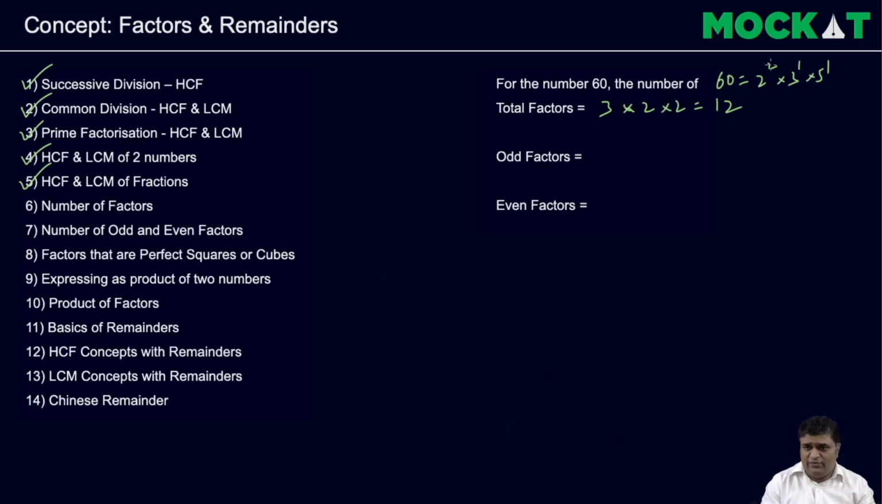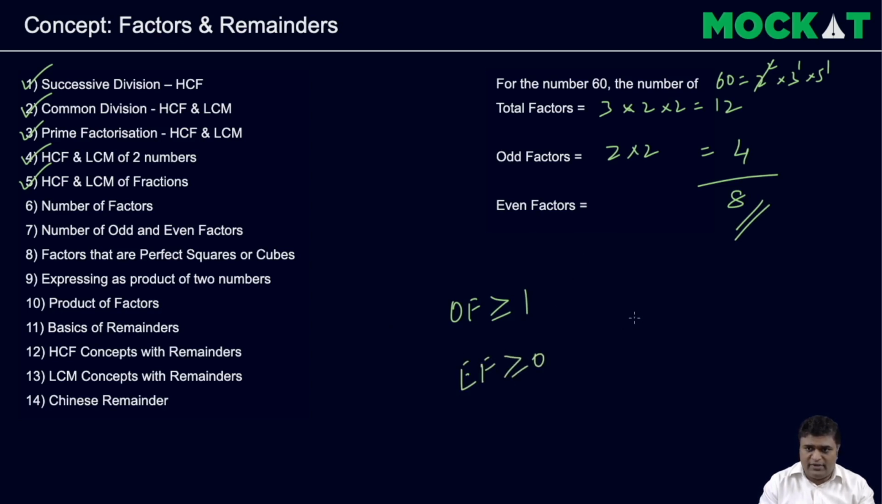To find the number of odd factors, ignore 2 square over here, which is what makes it even. 3 power 1 into 5 power 1. Number of factors over there is going to be 2 into 2, which comes to 4. To find the number of even factors, you just need to subtract the odd factors from the total factors and you get 8 even factors in this case. Note that any number will have at least one odd factor because 1 itself, the smallest factor of the number, is odd. Even factors, you can have none of them as well. For odd numbers, you'll have 0 even factors.